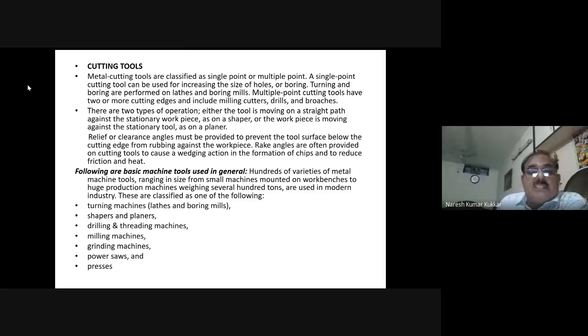A relief or clearance angle must be provided to prevent the tool surface below the cutting edge from rubbing against the workpiece. Rake angles are often provided on cutting tools to cause a wedging action in the formation of chips and to reduce friction and heat.